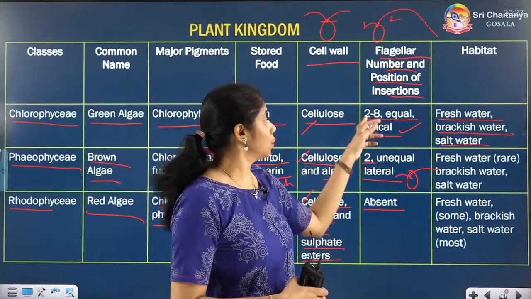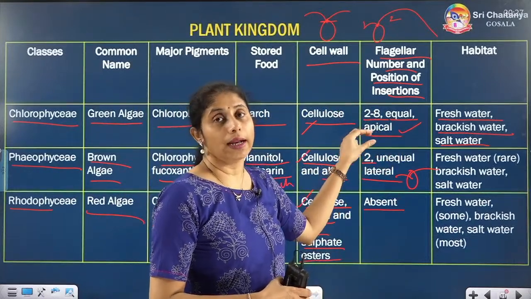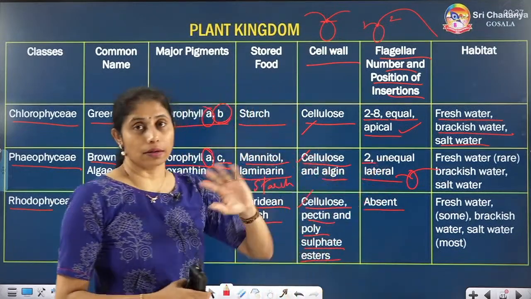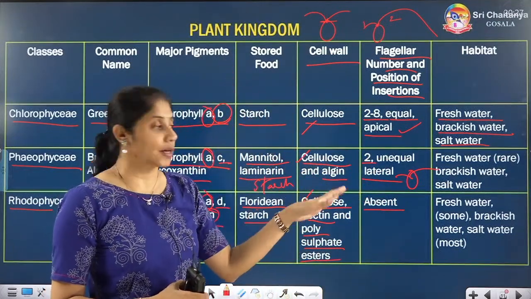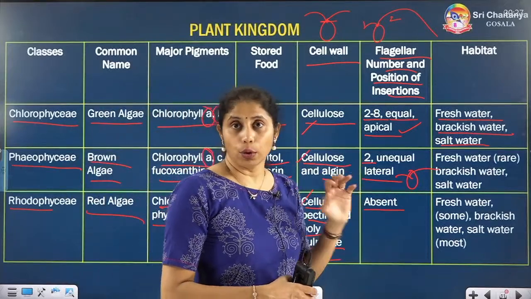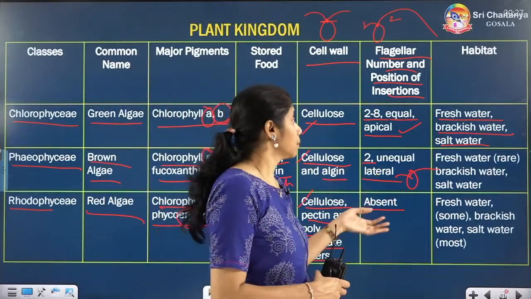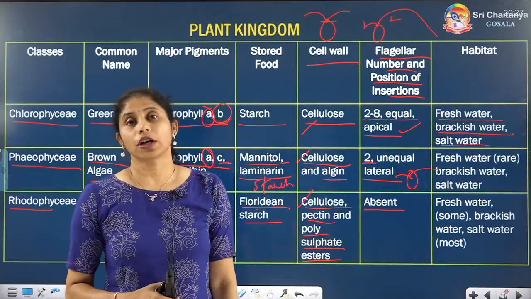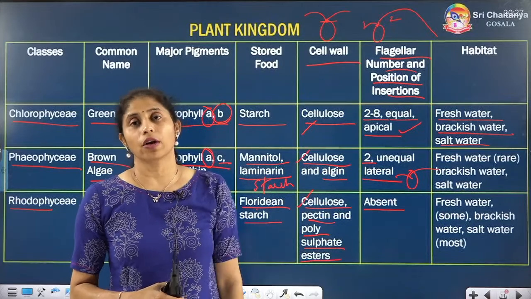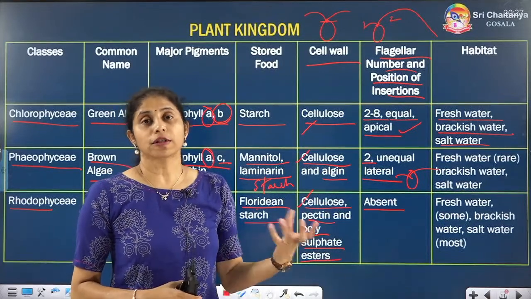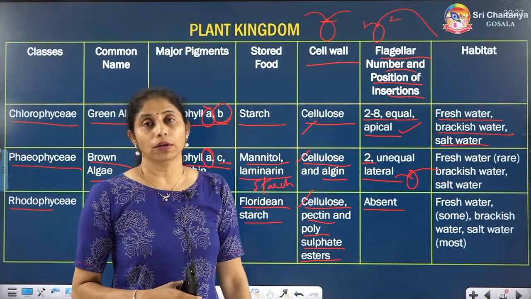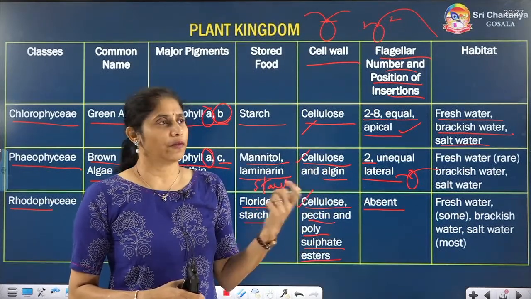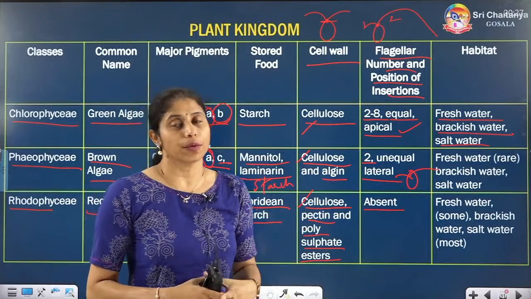Then the number of flagella: 2 to 8, equal flagella and apical flagella. In brown algae only 2 flagella will be there, unequal flagella, and lateral, on the side, not at the apex. In red algae all the flagella are absent. Then their habitat, in which waters they are present. Fresh water is generally preferred by green algae, and some red algae will prefer fresh water, but mostly red algae will prefer marine water, and brown algae also prefer salt water, marine water only. Fresh water, only very rare forms are present.